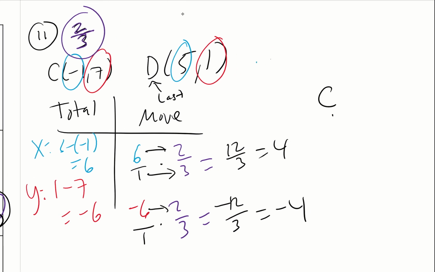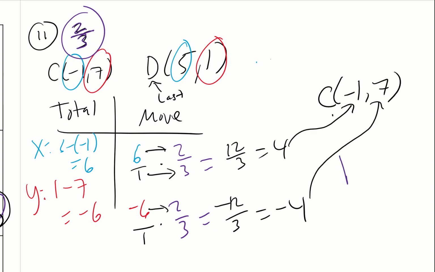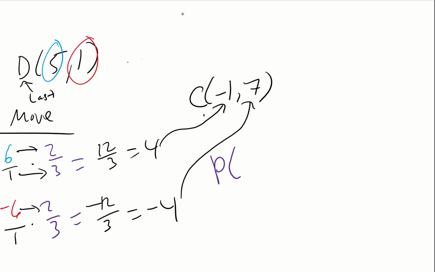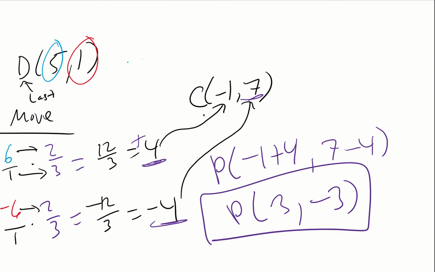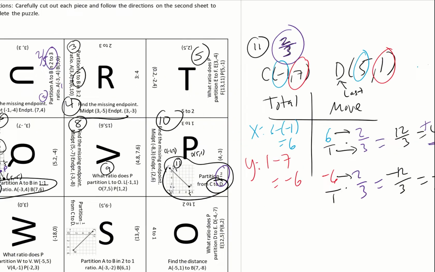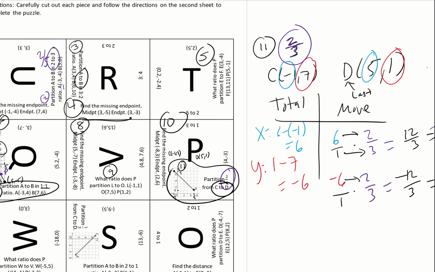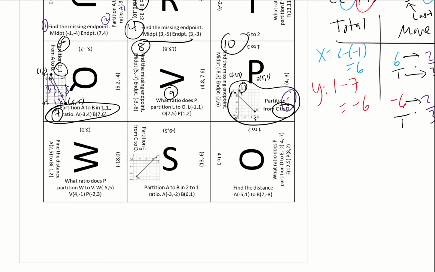So remember that we start at C, the starting point, right? So that means we're going to go ahead and add 4 there, subtract 4 from that starting point. So my ending point is negative 1 plus 4, because we're adding 4, that's a positive 4. And then 7 minus 4. So our final coordinate is 3, negative 3. Okay, that takes care of number 11. Let's go to number 12.